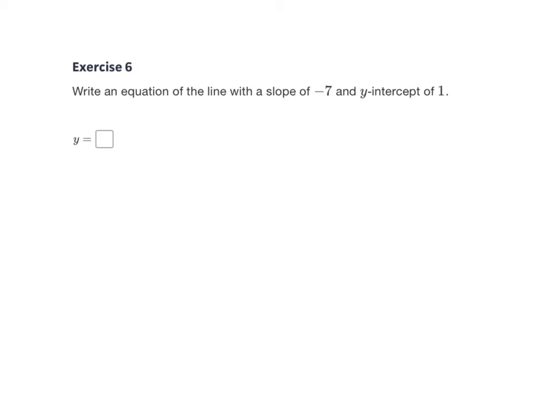Question 6, slope-intercept form, y is equal to mx plus b, and our m is negative 7. So that would be y equals negative 7x plus 1.